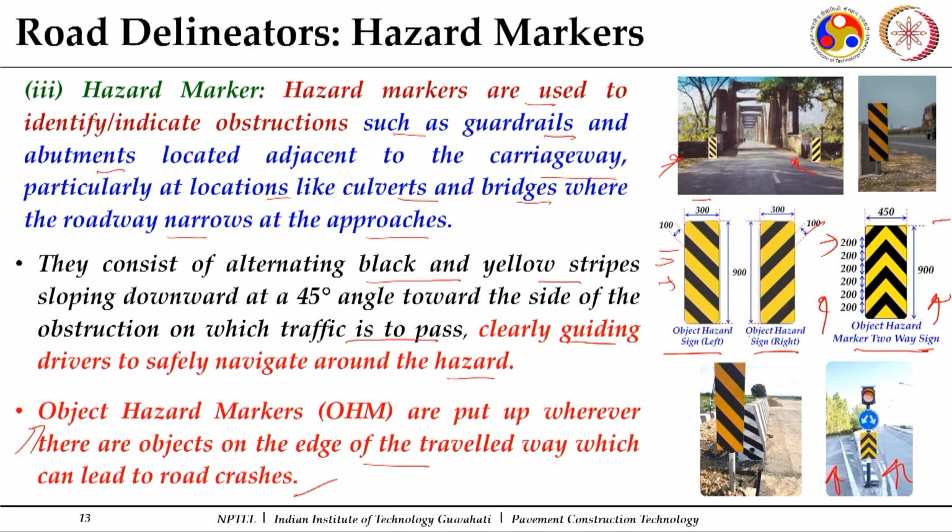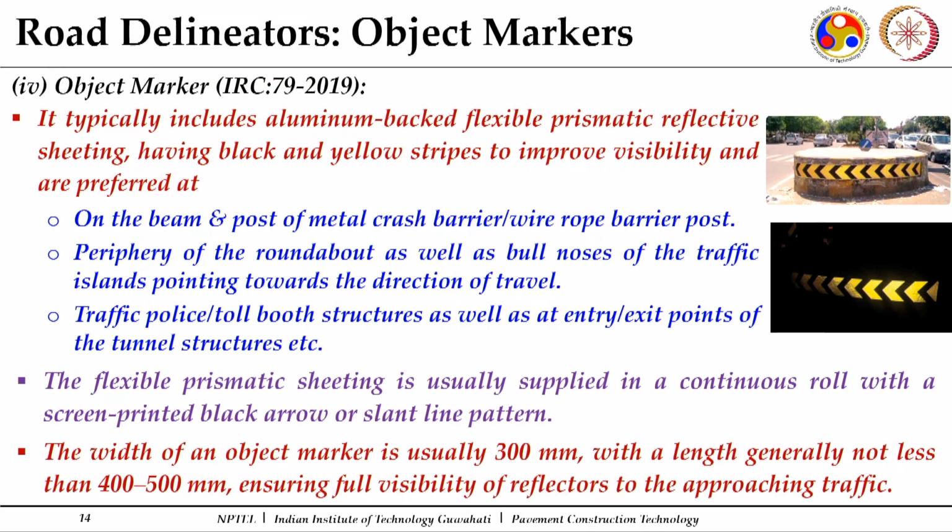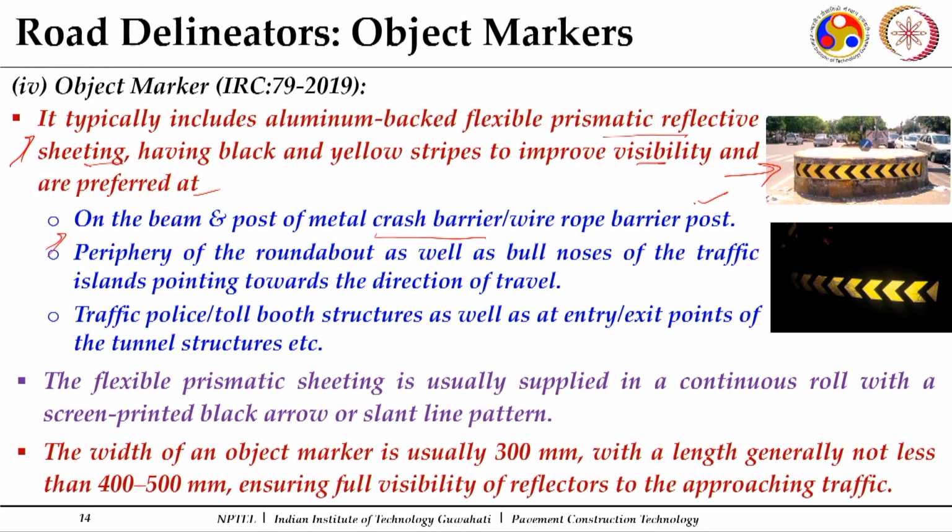So, this forms another important category of road safety feature under road delineators, and the last one comes up as the object markers. It typically includes an aluminum-backed flexible prismatic reflective sheeting. You can see this example having black and yellow strips. These strips are there to improve visibility. And where do we prefer this one? You can use it on the beams and posts of metal crash barriers, the steel crash barriers. On the beam as well as on the post, we can put this.